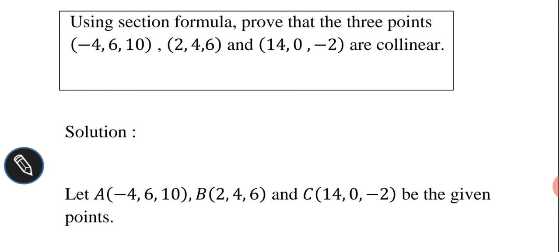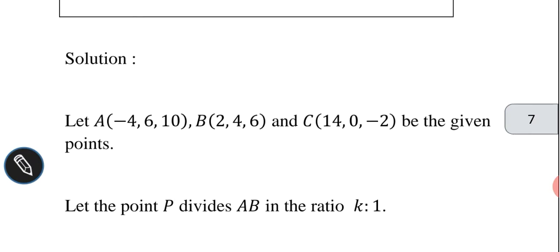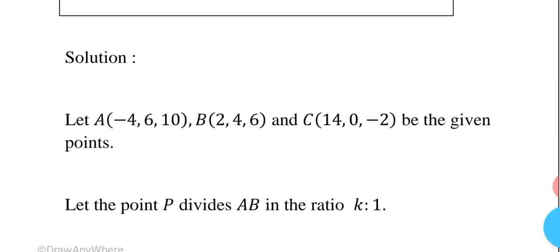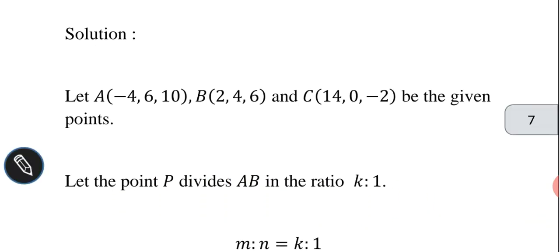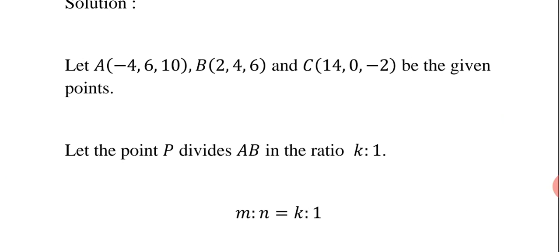Let A(-4, 6, 10), B(2, 4, 6) and C(14, 0, -2) be the given points. Let us assume that the point P divides AB in the ratio k is to 1. First take AB and assume the point P divides AB in the ratio k is to 1. Now k is to 1 means m is to n is equal to k is to 1.